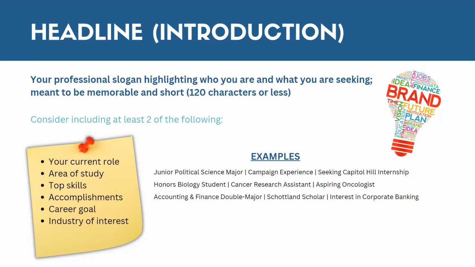The second headline example is honors biology student, cancer research assistant, aspiring oncologist. And lastly, accounting and finance double major, Shotland scholar, interest in corporate banking. Notice that for this particular headline, the second listing is an accomplishment, being a Shotland scholar. Perhaps a recruiter doesn't know what a Shotland scholar is, but it would make it more likely that they would be interested in clicking on the profile to learn more about what this student has done.